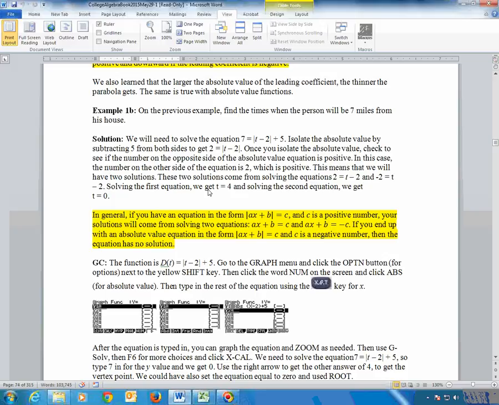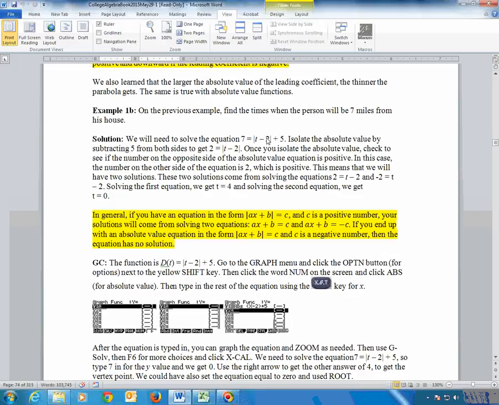Maybe both will work, maybe none will work, or maybe only one of these two solutions will work. Well, let's check them. So you have to check these back in. You really have to check these. Put the 4 in there. 4 minus 2 is 2. Absolute value of 2 is 2. And 2 plus 5 is 7. So the 4 works.